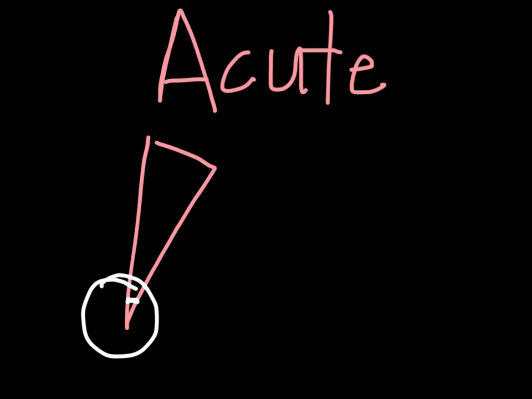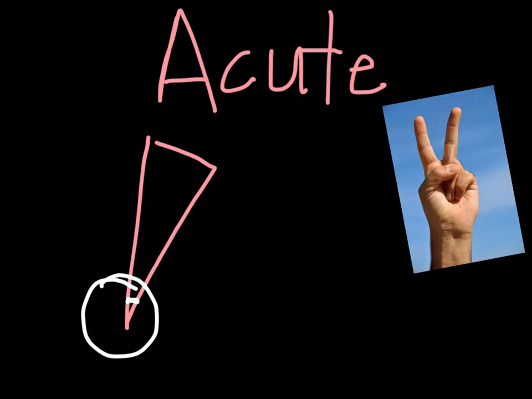A way that I remember acute angles is I take my two fingers and I make a peace sign. Because we know that an acute angle is super cute and it's smaller than a right. So that acute angle is going to be my peace sign. So we can say peace out.